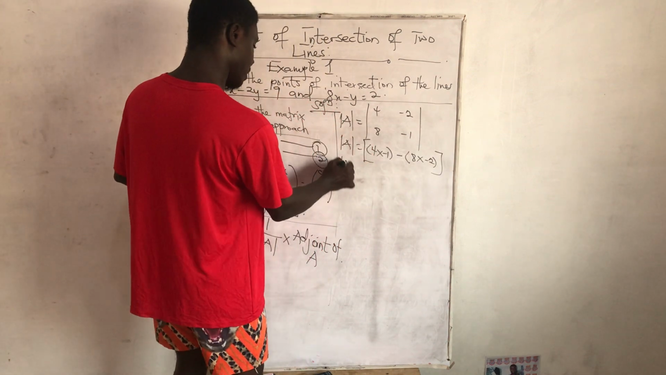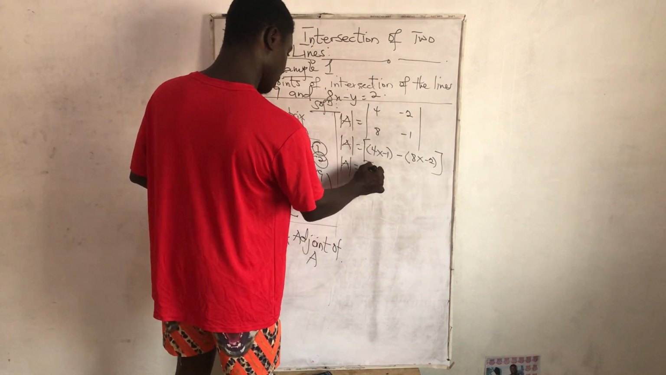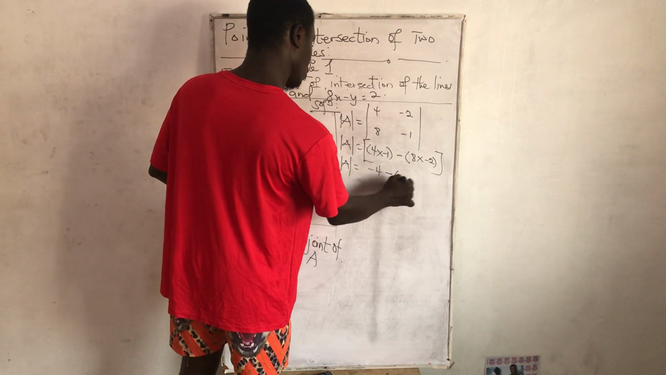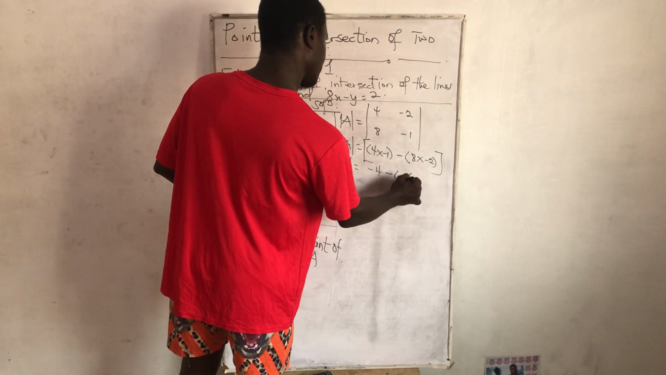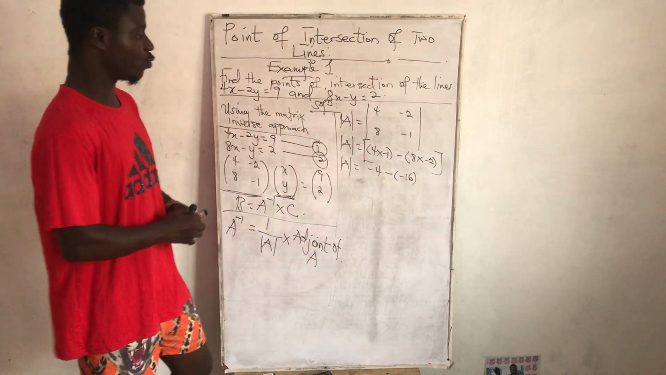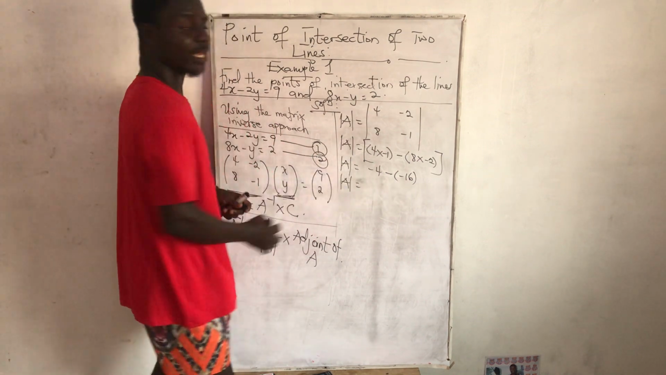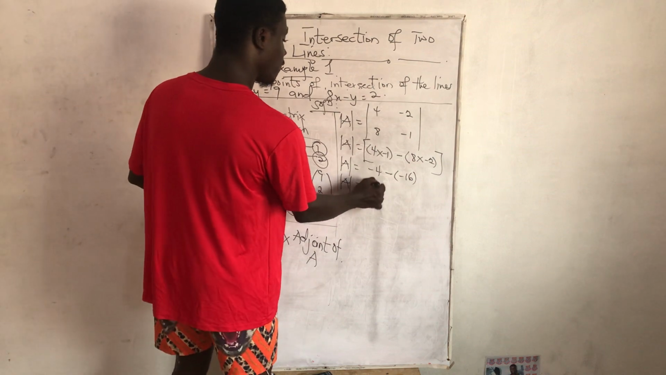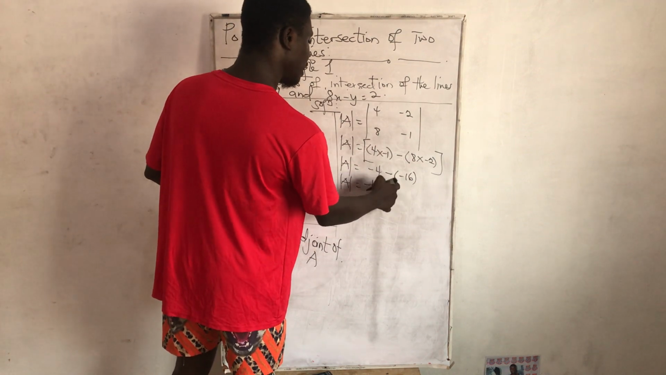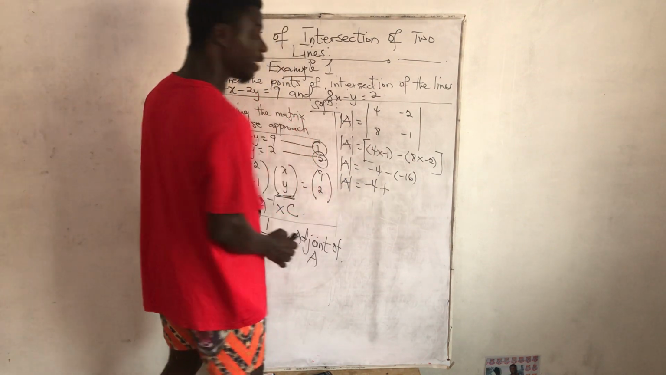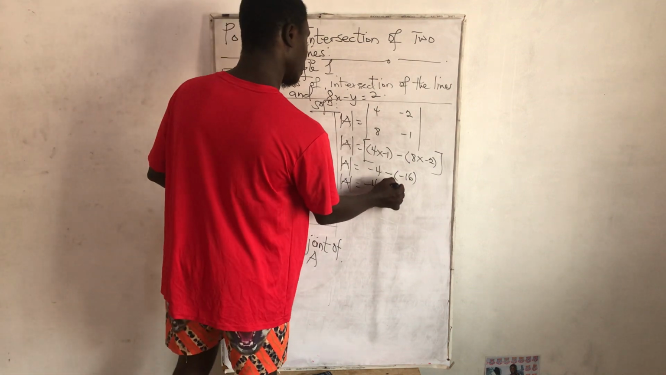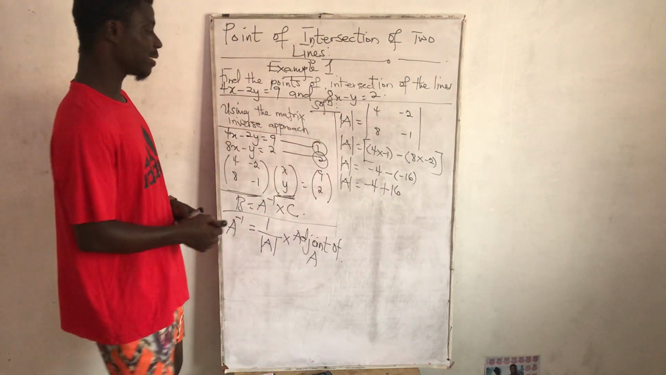So we have the determinant of A must be equal to negative 4 minus what? Negative what? 16, right? A times negative 2, we obtain negative 16. So the determinant of A must be equal to negative 4 minus negative 16. Negative times negative, we obtain plus 16. So negative 4 plus 16.